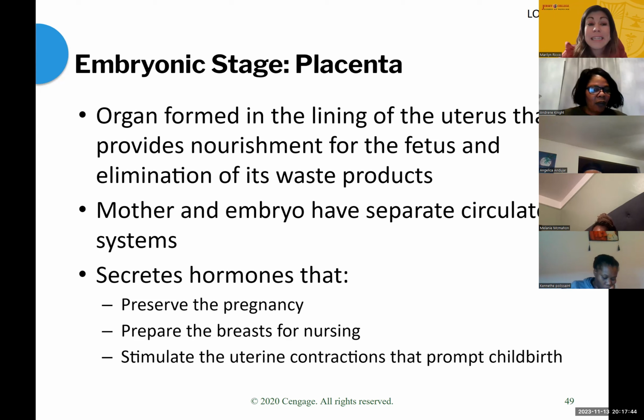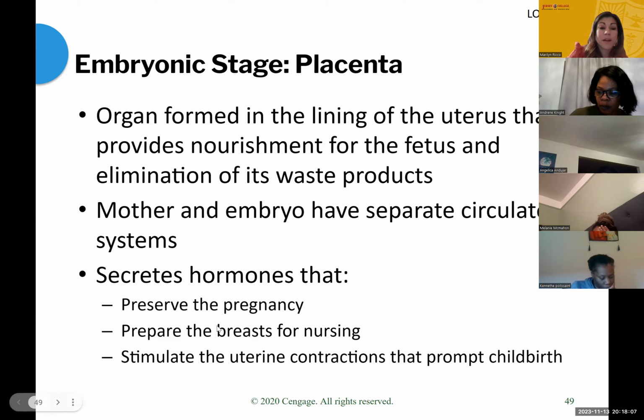Okay, and then the placenta is an organ formed in the lining of the uterus that provides nourishment for the fetus and elimination of its waste products. So the fetus has to eliminate waste as well. The mother and the embryo have separate circulatory systems, and the placenta secretes hormones that preserve the pregnancy, prepare the breast for nursing, and stimulate the uterine contractions that prompt childbirth.